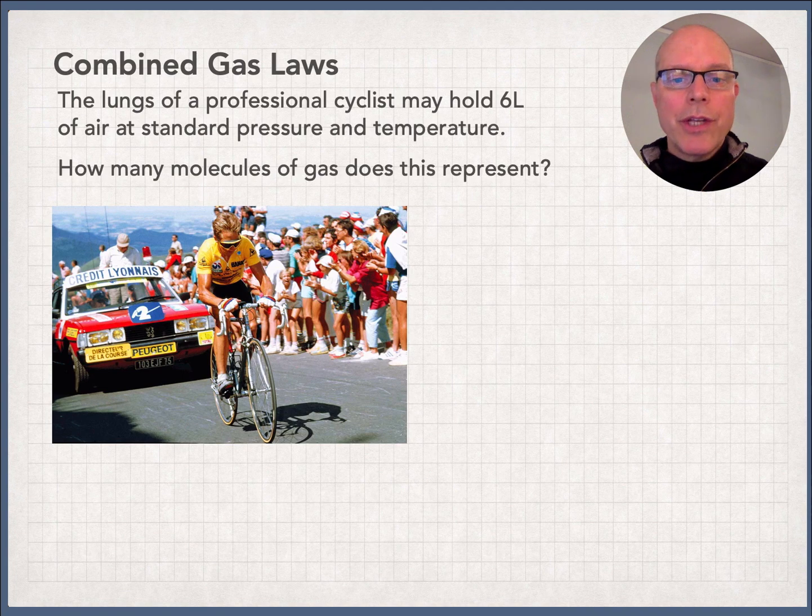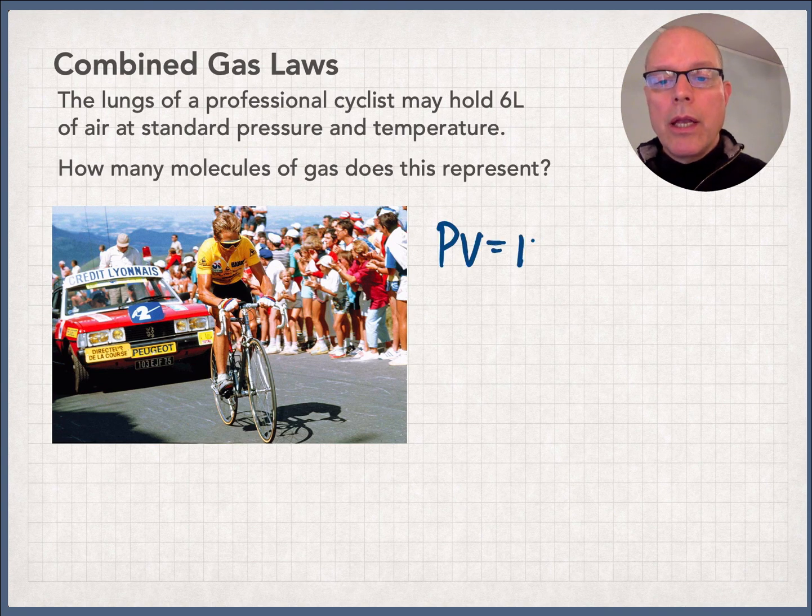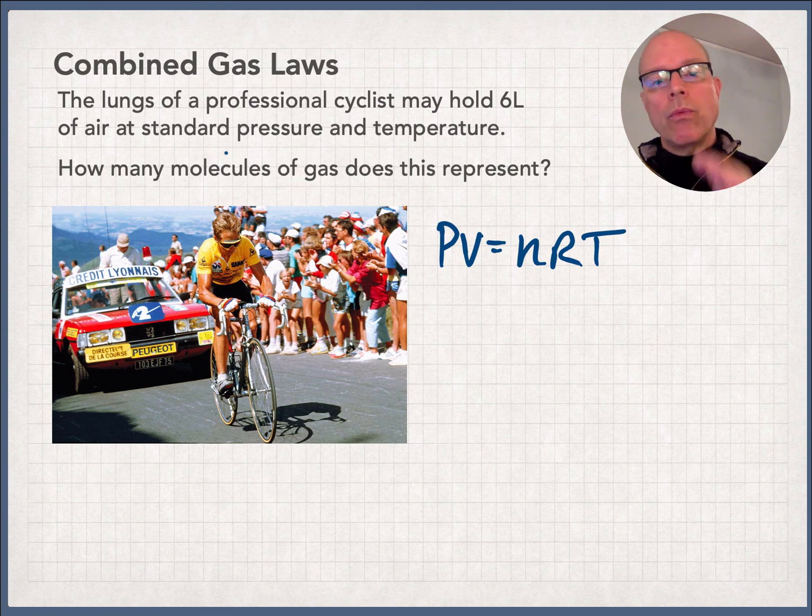Okay, so you see one of my all-time favorite cyclists, Greg LeMond, and typical huge lung volume on a professional cyclist. What they ask us is how many molecules could this guy hold in his lungs at standard temperature and pressure. So I know right away that this is going to be a PV equals nRT problem. And I know that's the case because they don't take the gas from one state to another state. They're just drilling into a single state and asking us about it.